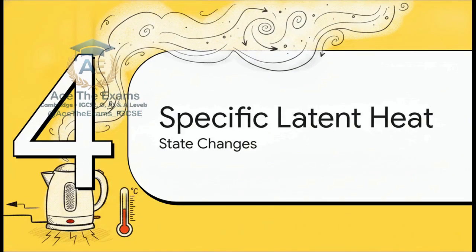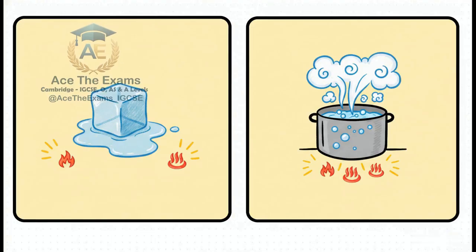Welcome to Section 4, Specific Latent Heat. We're now shifting into our interactive workshop phase. What happens when water reaches its boiling point of 100 degrees Celsius and just stays there, even though we keep adding tons of energy? This is your first challenge.